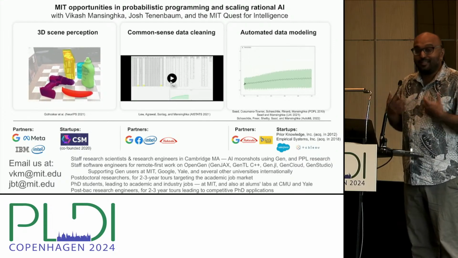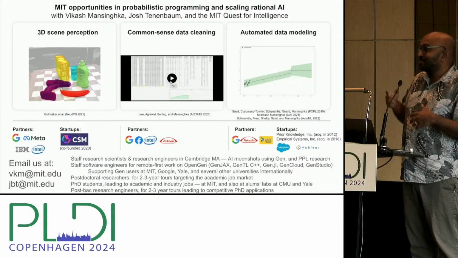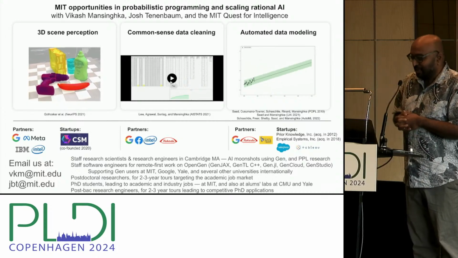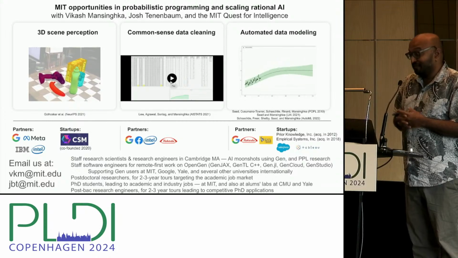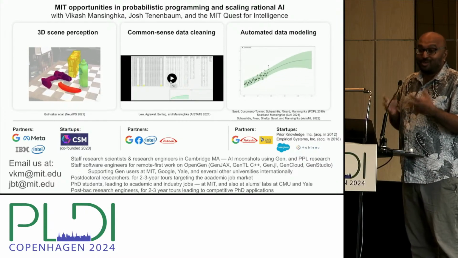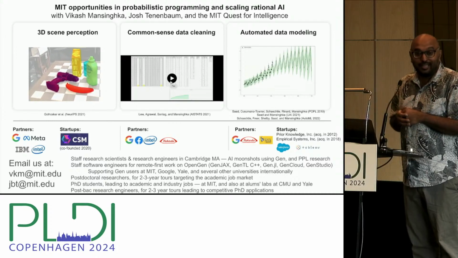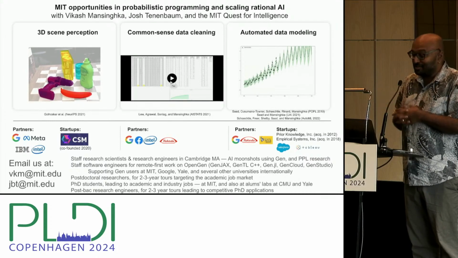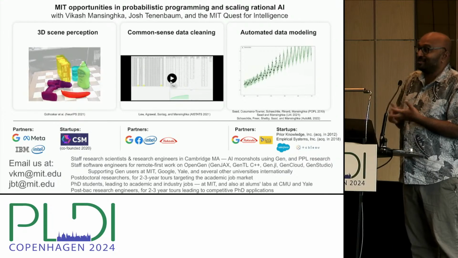You can email me or Josh Tenenbaum, who co-advises many of my students. We're looking for staff scientists. We're looking for software engineers to help develop our GEN probabilistic programming language, which is seeing increasing use at other universities and industry. We're looking for PhD students and postdocs.